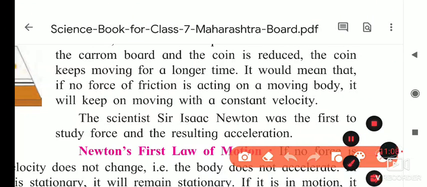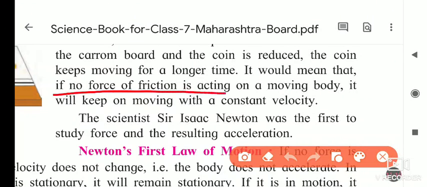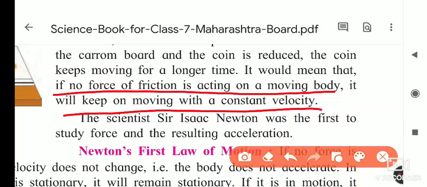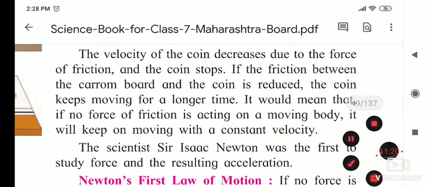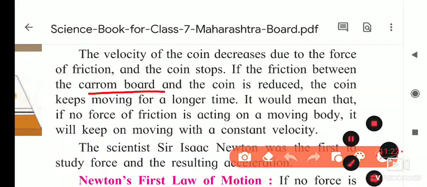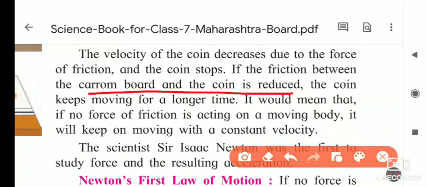It would mean that no force of friction is acting on the moving body. It will keep on moving with constant velocity. It shows that if the friction between the carom board and the coin is reduced by using powder, the coin keeps moving for a longer time, and it moves more distance forward.